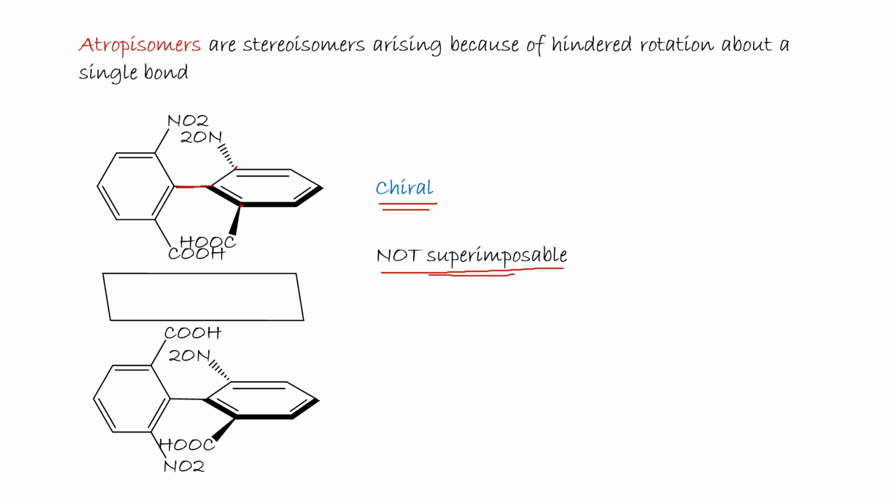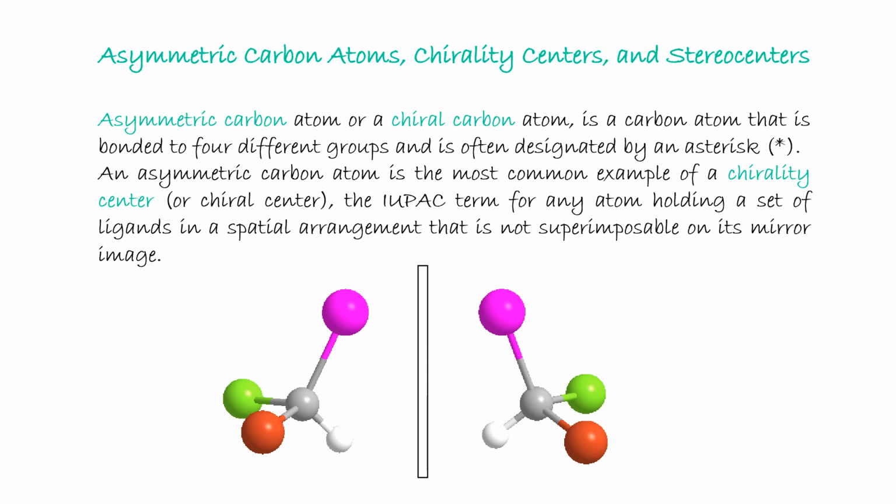Put them together, and you will find nitro with nitro, COH with COH, but then COH with NO2 and NO2 with COH, so they are not superimposable. This is a chiral molecule. Now, the asymmetric carbon atom, what we call the chirality center or stereocenter.